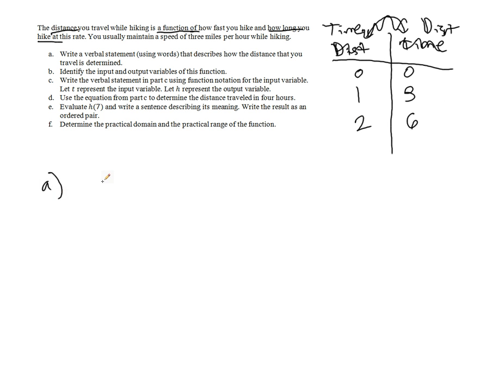So we could say distance is found by taking 3 miles per hour times the hours hiked.